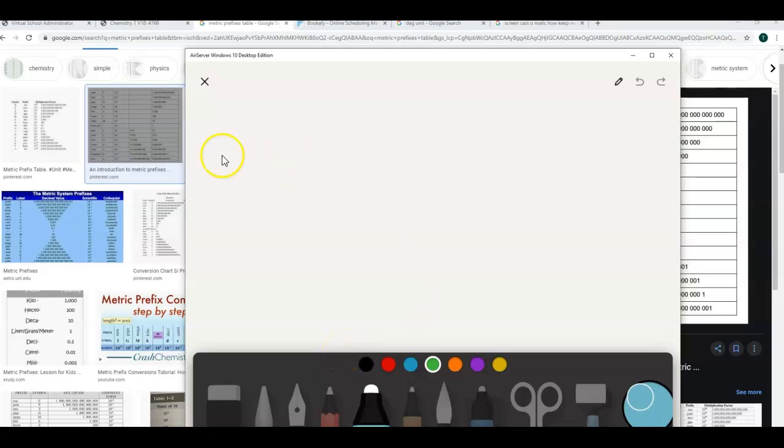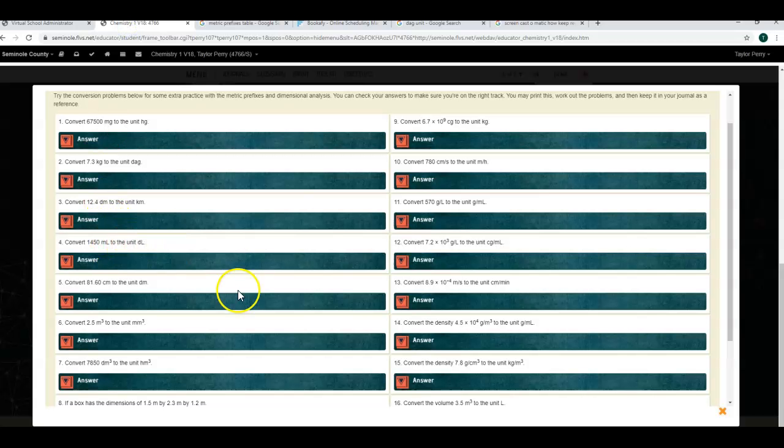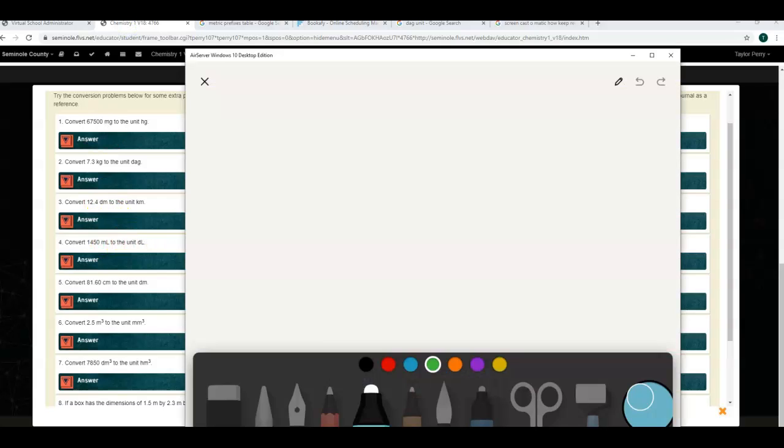Let's start with, I've already forgotten the number. What is it? 1,450 milliliters. I might use a smaller marker this time. 1,450 milliliters. And I know I'm going to have to convert this into deciliters, but first I have to convert it into liters. So I'm going to set up my conversion factor.